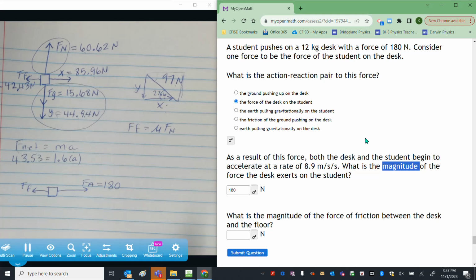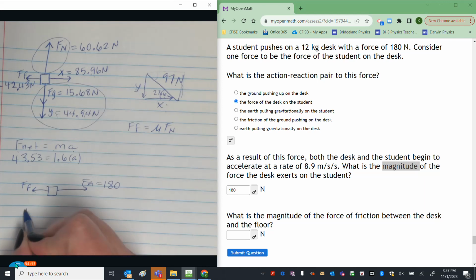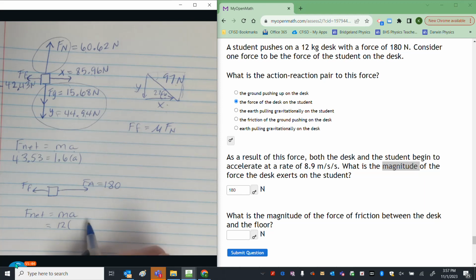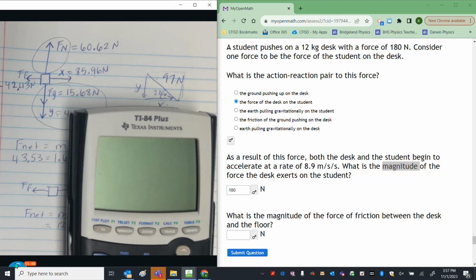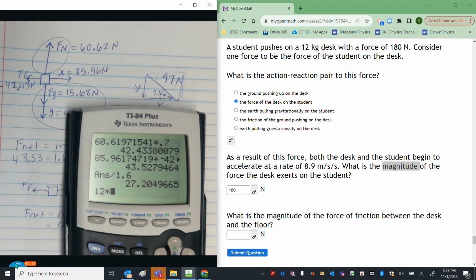I know also that I have a net force that's causing acceleration. So I can find that net force, F net equals ma, because I know the mass is 12 kilograms. That's in the first part of the question, and I know the acceleration is 8.9 meters per second squared. It's in the second part of the question, so we're going to multiply those together. 12 times 8.9, and we get a net force of 106.8.